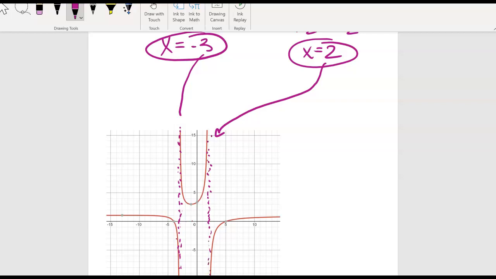And those are the vertical asymptotes, and that is how you find them, and this will get you through the capstone. Good luck.